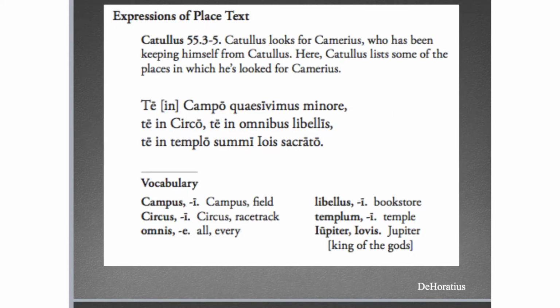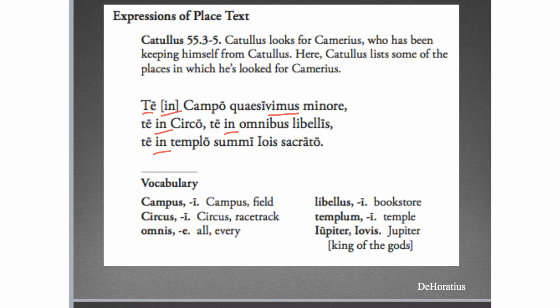All right, here's another expression of place text. You see right off the bat in, and in. All right, that is going to tell you that we're dealing with place where. All right, so we seek you in the Campus Martius, which is an area of Rome, kind of a neighborhood of Rome. We seek you in the Circus Maximus. We seek you in every bookstore, omnibus libellis. All right, we seek you in the sacred temple of greatest Jove.